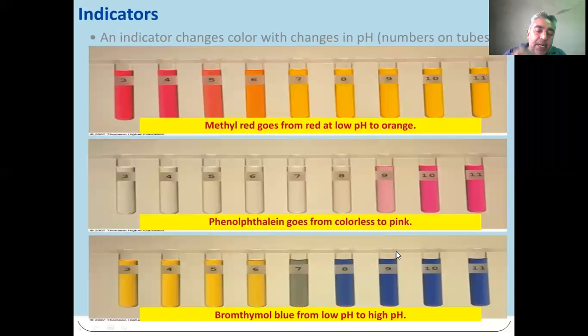These are some indicators and the colors shown here. Then you can see it. These are some changes which you can see.